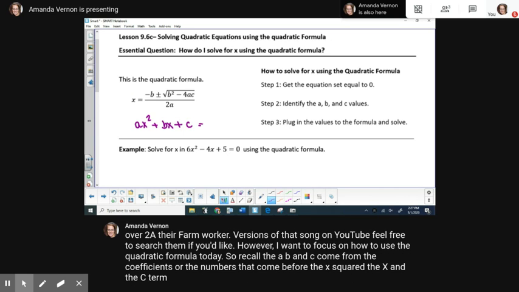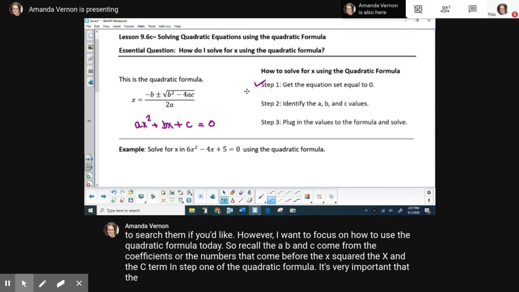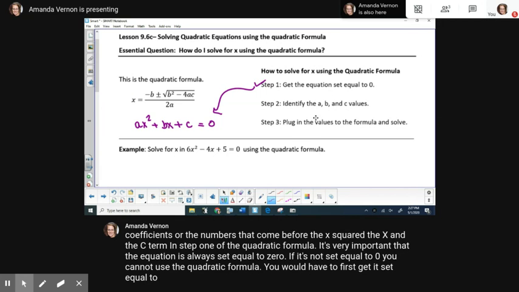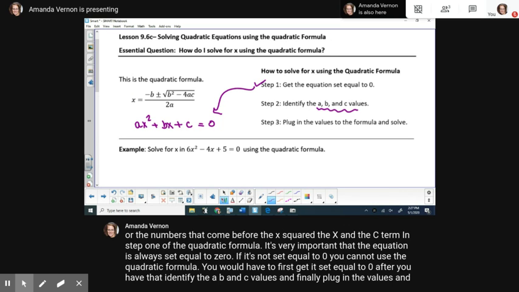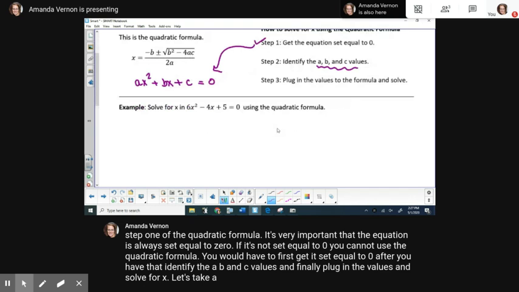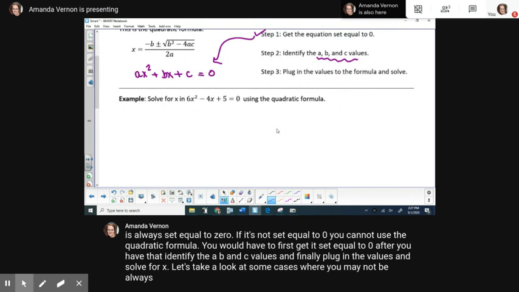In step 1 of the quadratic formula, it's very important that the equation is always set equal to 0. If it's not set equal to 0, you cannot use the quadratic formula. You would have to first get it set equal to 0. After you have that, identify the a, b, and c values, and finally plug in the values and solve for x. Let's take a look at some cases where you may not be always as sure of what to do.